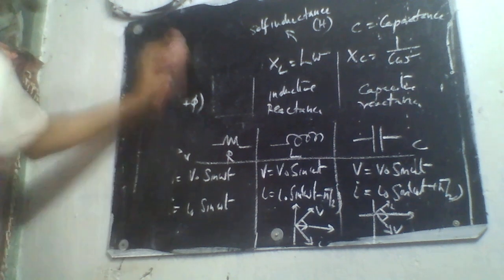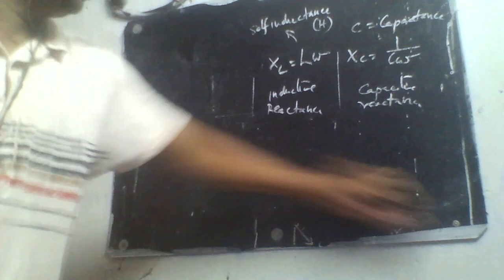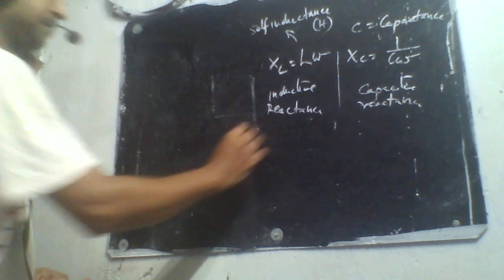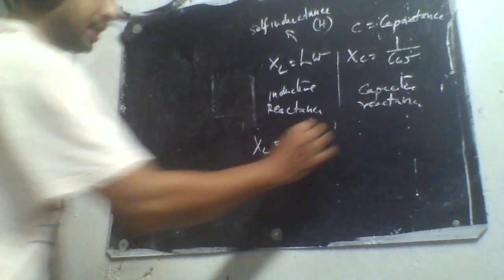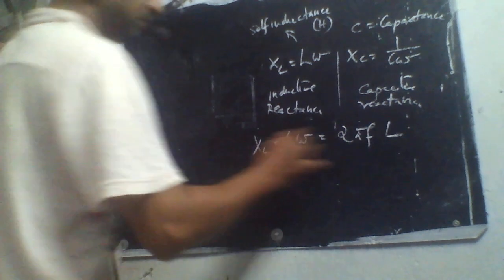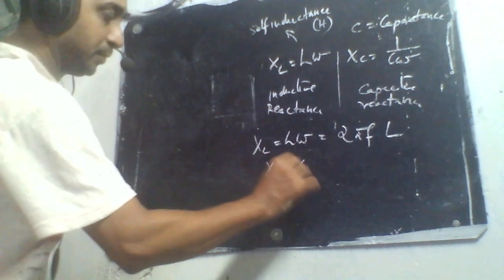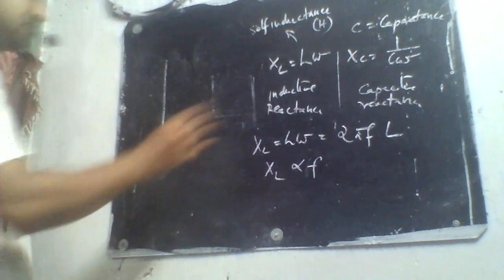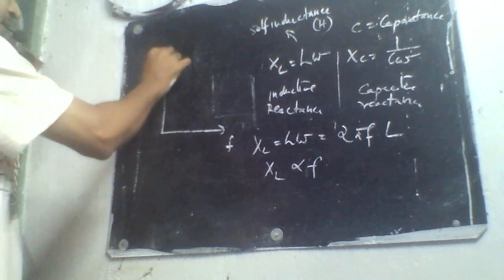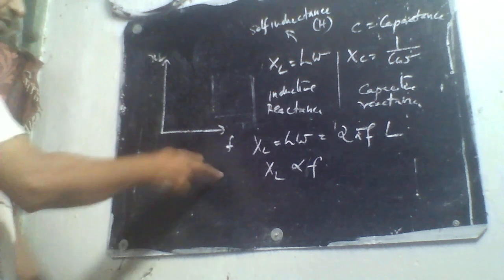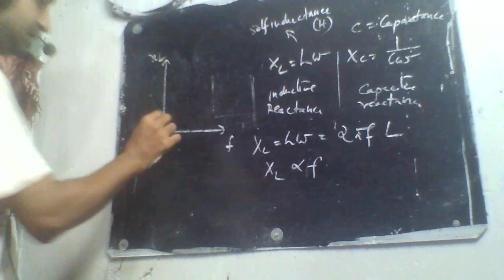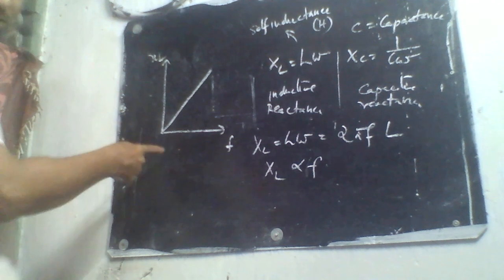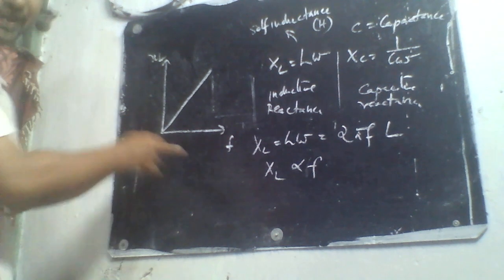Now normally a graph type question will be there: how do inductive reactance and capacitive reactance vary with frequency? Now if you check the equation, you can see XL is equal to L omega. Omega can be written as 2 pi f, times L. So XL is proportional to f. If you draw frequency on the x-axis and XL on the y-axis, it is proportional, meaning it will be a straight line. So they will give 4 graphs and ask you which is for the inductive reactance.